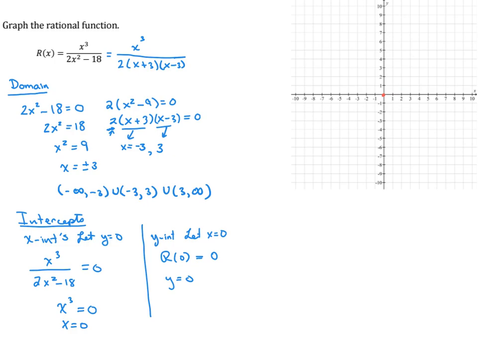Now we can find any horizontal or slant asymptotes. Now if you notice, the degree of the numerator is 3. The degree of the denominator is 2. So 3 is 1 more than 2, so this is going to have a slant asymptote. So to find the slant asymptote, we will use division. We cannot use synthetic division here, so we're going to have to use long division.